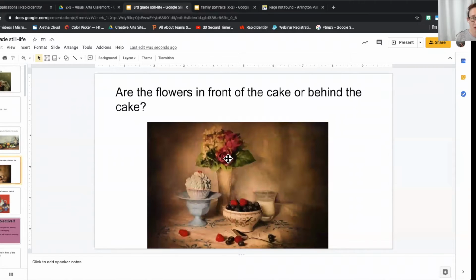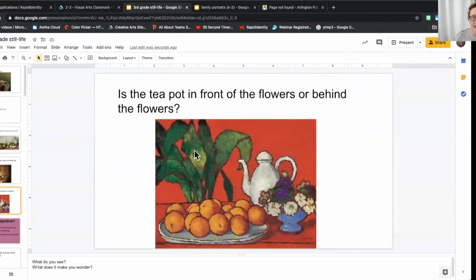Can you tell me what is in front? The flowers, are they in front of the cake or behind the cake? You're right, they're behind the cake. How about here? Are the flowers in front of the teapot or behind the teapot? You're right, they're in front.